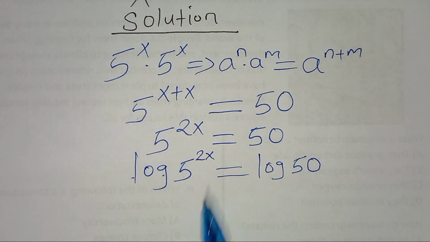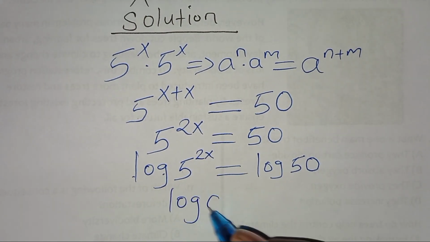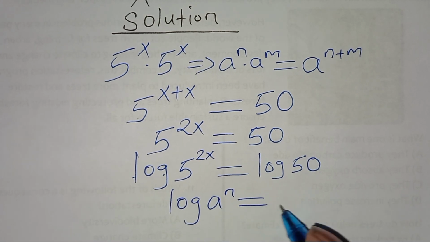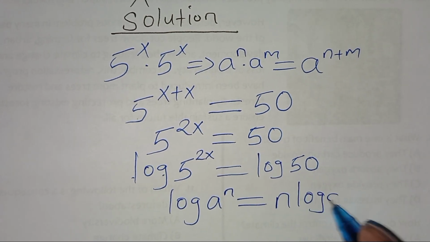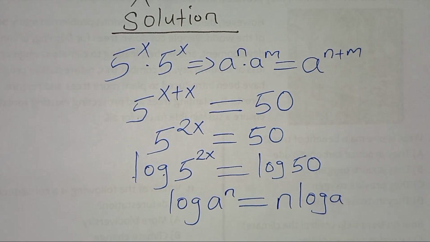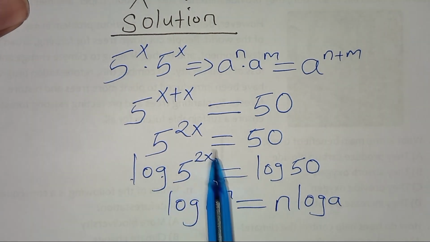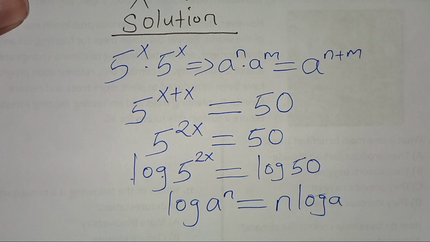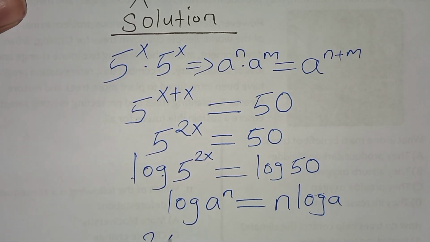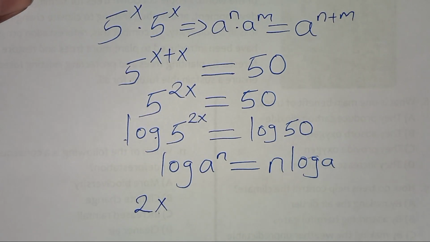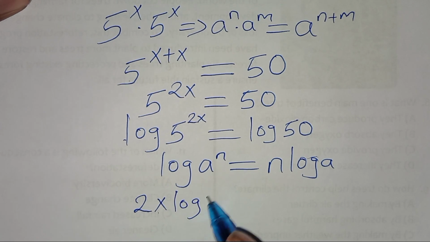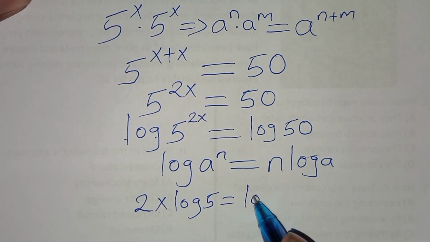So log 5 to the power 2x is in the form of log a to the power n, which we can express as n log a. The next step here, applying this power rule property, log 5 to the power 2x becomes 2x log 5. This is equal to log 50.